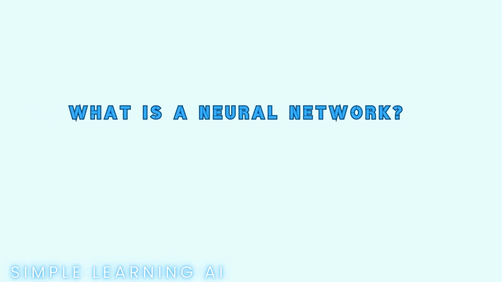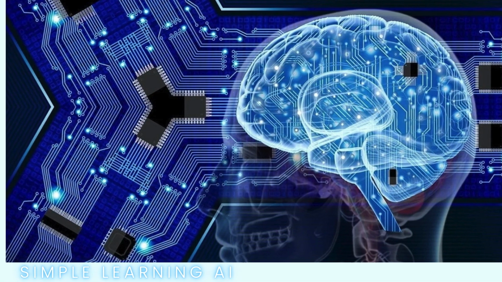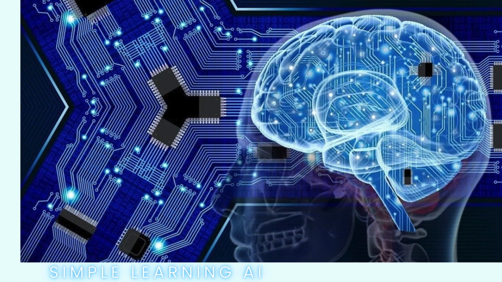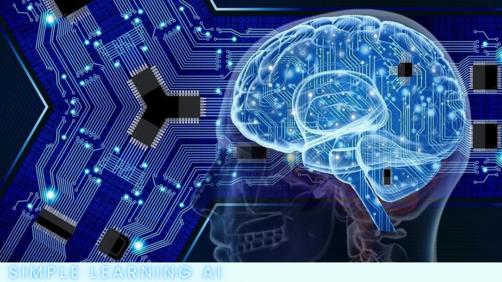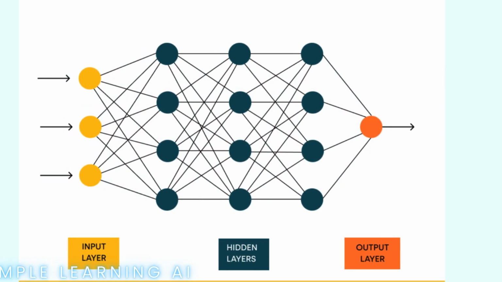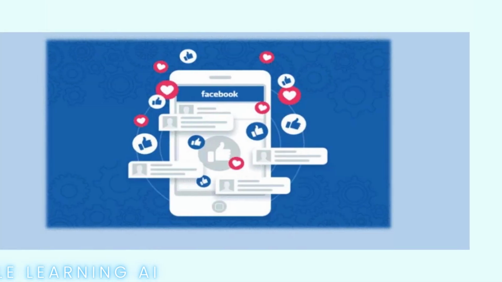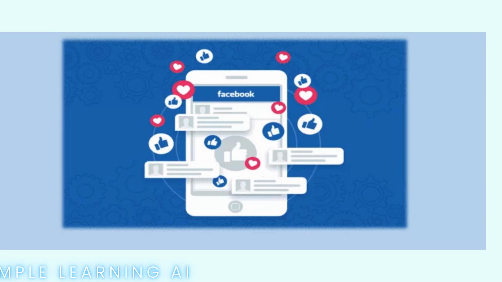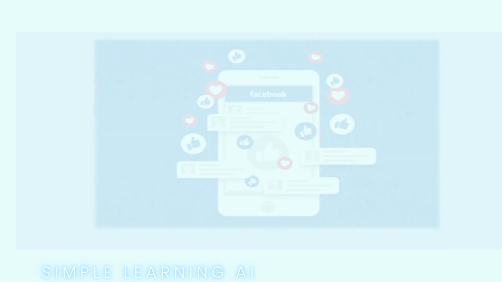A neural network is a series of algorithms that mimics the way the human brain processes information. It's made up of layers of neurons, which are tiny units that process input and pass it forward. Think of it like this. Input data goes in, gets transformed through layers, and finally gives an output, like a prediction or decision. Example. When you upload a photo to Facebook and it tags your friend automatically, that's a neural network recognizing faces.